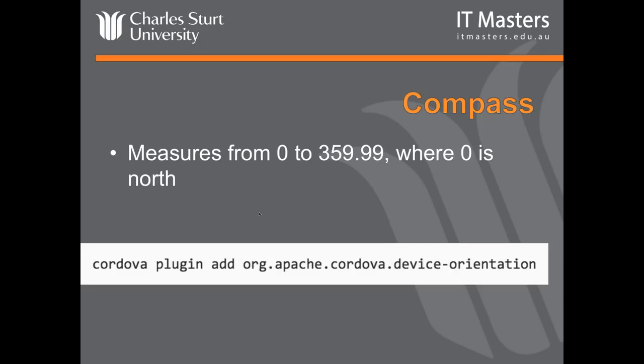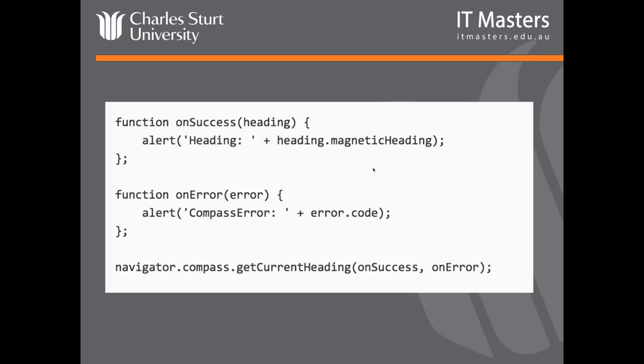All right, next one is Compass. Compass, again, is its own API. You need to set it up and add it into your project. And the Compass will measure anything from 0 to 359.99 in degrees. So 0 is north, and then it rotates around in a clockwise direction until we get to 359.99. And so we can get the current heading.